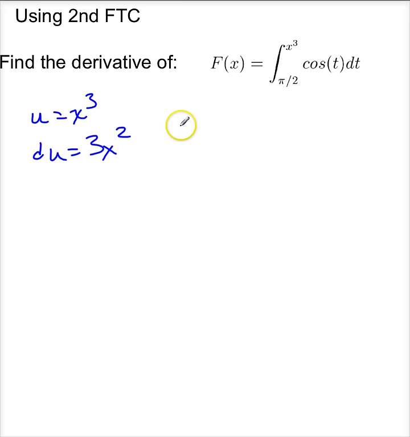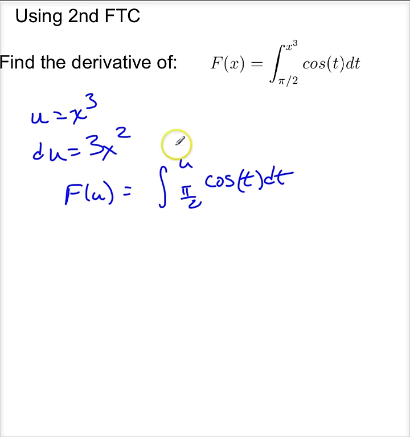Then I can write this as a function of u is equal to the integral from pi over 2 to u of cosine t dt. So if I wanted the derivative of f with respect to x, this is going to be the derivative of f with respect to u times the derivative of u with respect to x. I got my dx there, sorry about that. So I have du dx.